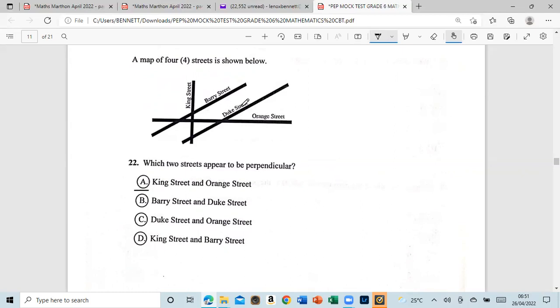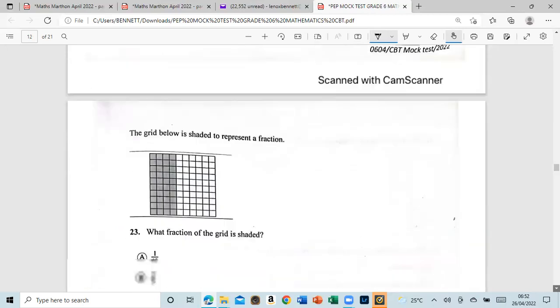If it was parallel, it would be Barry Street and King Street. But King Street I go down, and Orange Street I go across, so they're going to meet at a right angle, right? So they are perpendicular, they meet at a right angle. All right.